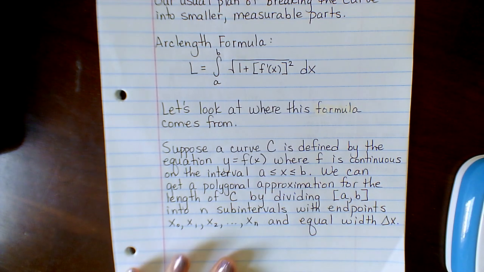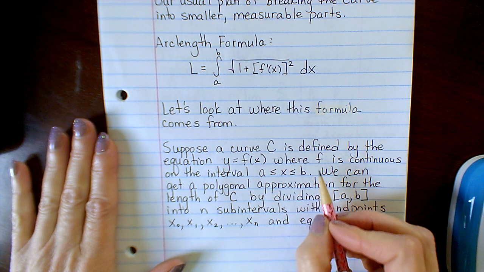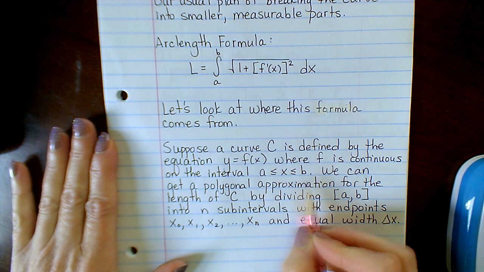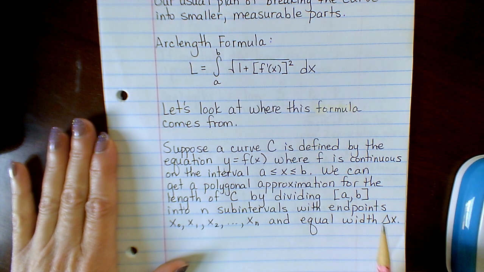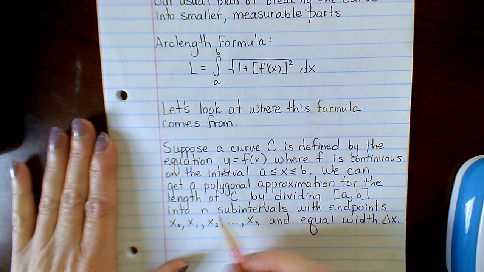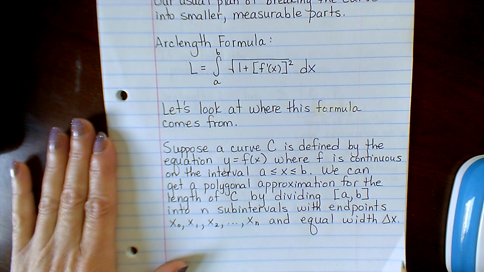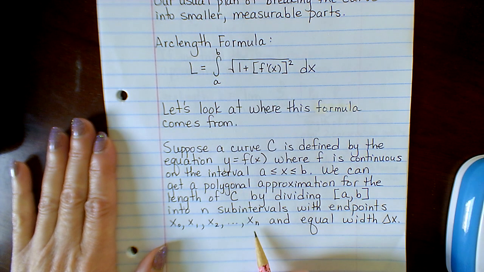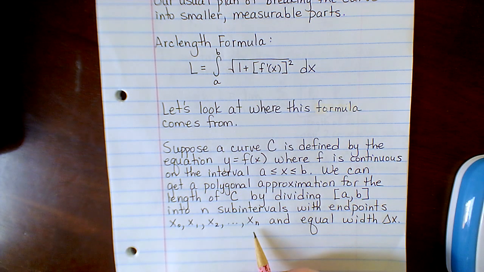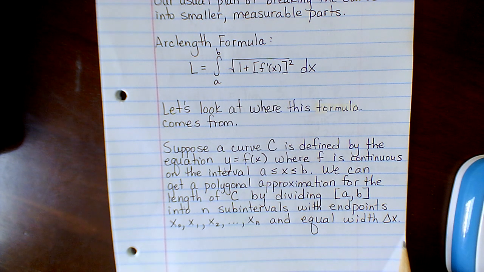So let's suppose that a curve C is defined by the equation y equals f of x, where f is continuous on this interval. We can get a polygonal approximation for the full arc length of the curve by dividing this interval into n subintervals with these endpoints. And let's go ahead and do it so that these subintervals all have equal width. And that equal width we're going to call delta x.